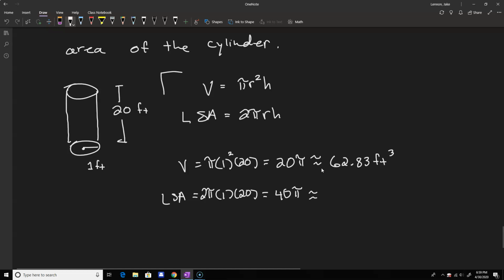But let me just double check to make sure the decimals don't. So it would come out to 125.66, and that is going to be square feet. And that's it for problem number 9. So let's move on to the last.